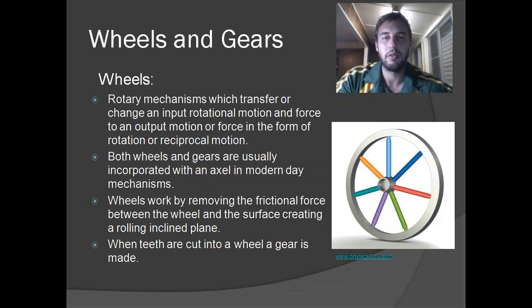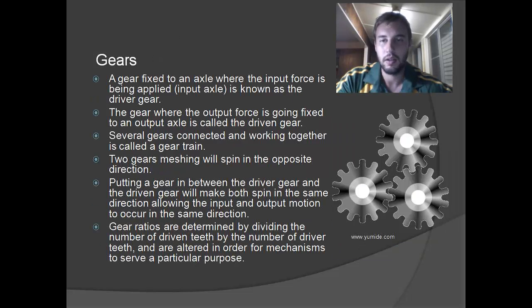Wheels and gears are rotary mechanisms which transfer or change an input rotational motion and force to an output motion or force in the form of rotation or reciprocal motion. Both wheels and gears are usually incorporated with an axle in modern day mechanisms. Wheels work by removing the frictional force between the wheel and the surface, creating a rolling inclined plane. When teeth are cut into the wheel, a gear is made.